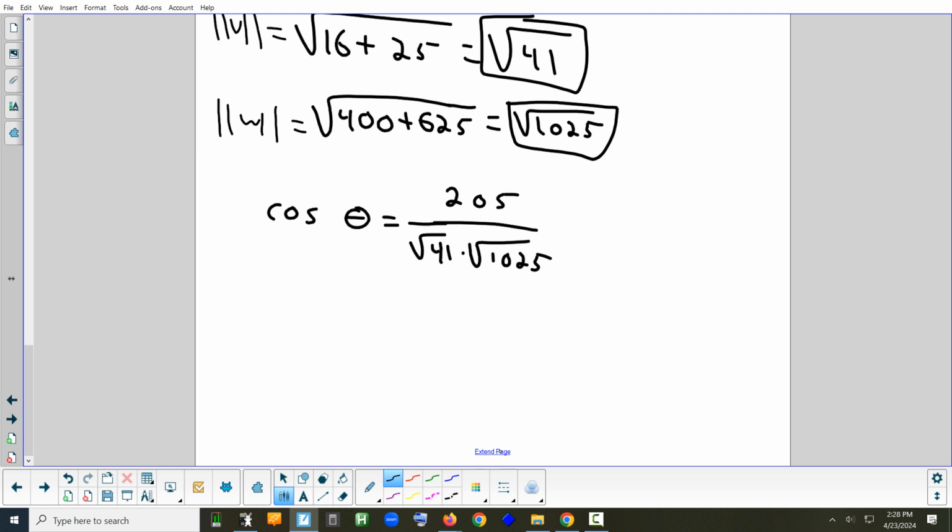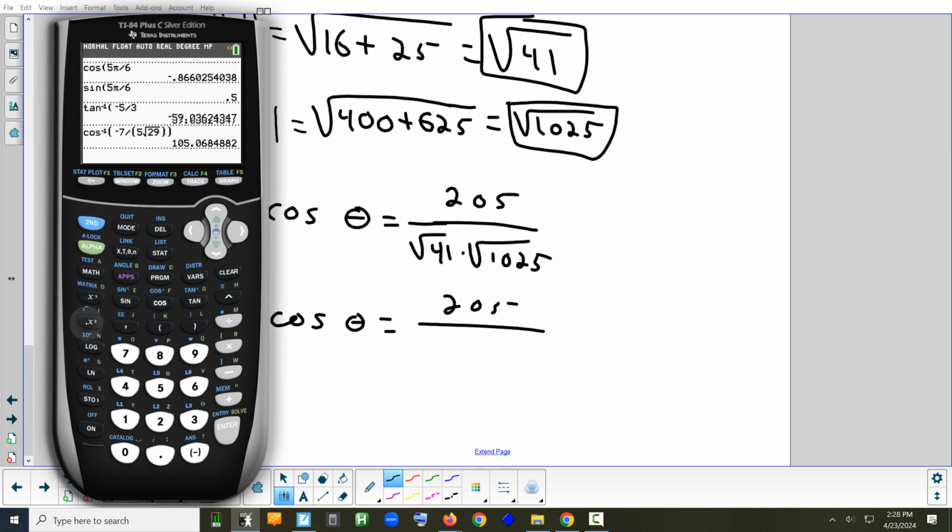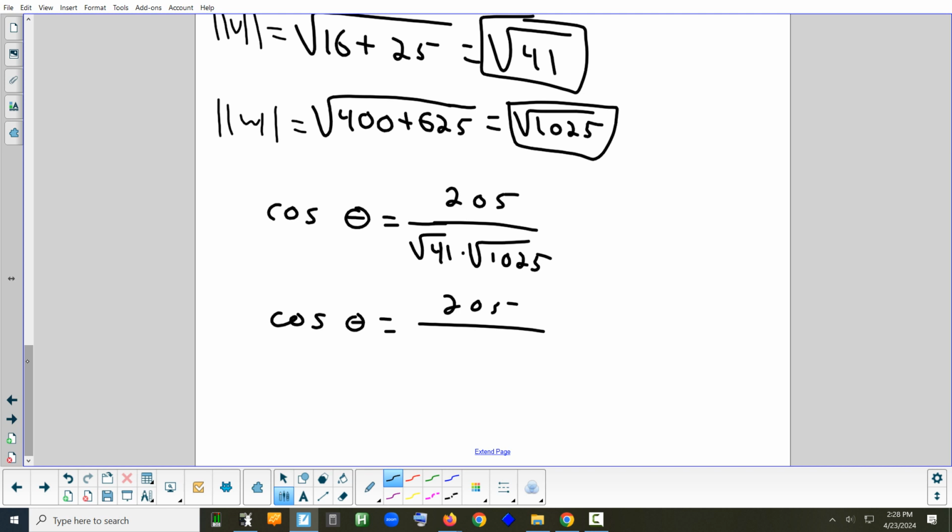All right. So let's multiply together what's in the bottom. The square root of 41 times the square root of 1025. What do I get? 205. Where else is that answer? In the numerator. That gives you a hint. Something special is going to happen here. What do you think is going to happen?